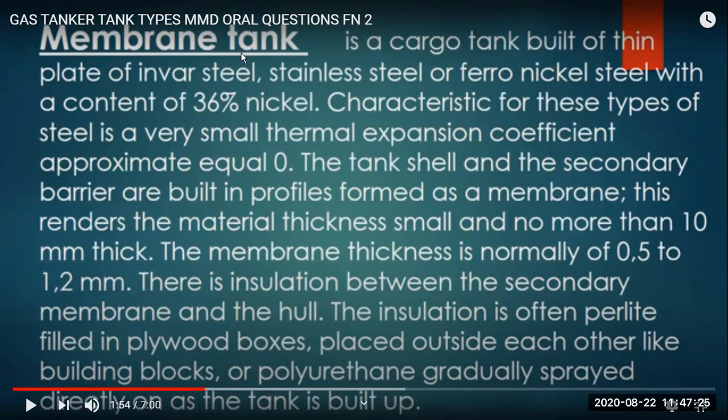So membrane tanks, as I told you, are mostly used on gas refrigerated ships. The tank shell and the secondary barrier are built in profiles formed as a membrane. This renders the material thickness small, no more than 10 mm. So the maximum thickness of this tank is 10 mm. You can see it's so thin, 1 centimeter. The membrane thickness is normally 0.5 to 1.2 mm, so the 1 centimeter includes the shell and the secondary barrier both.